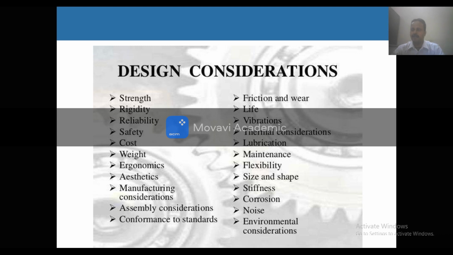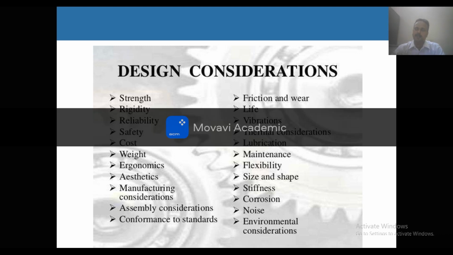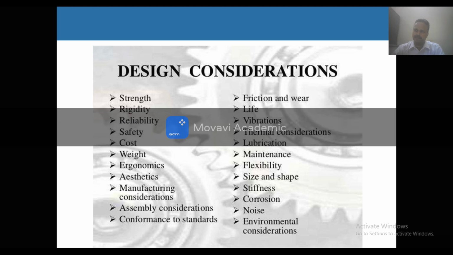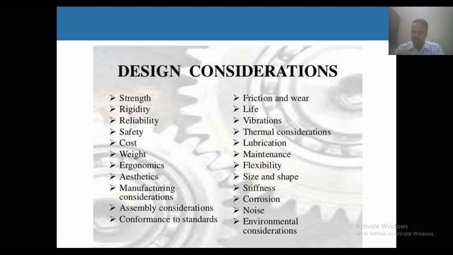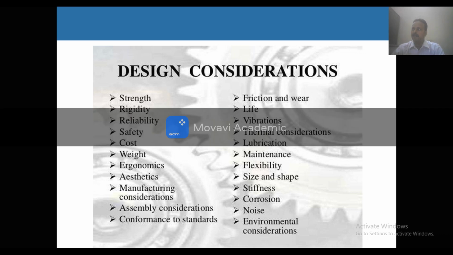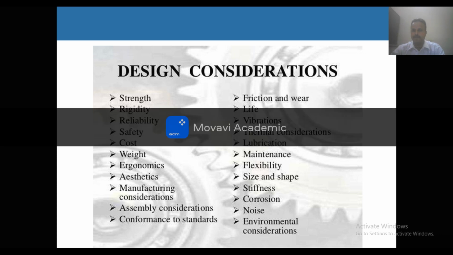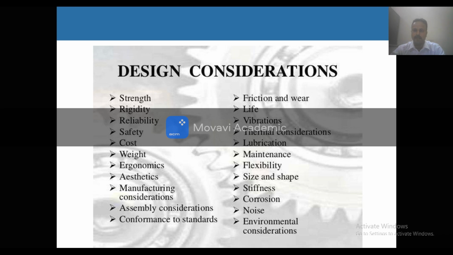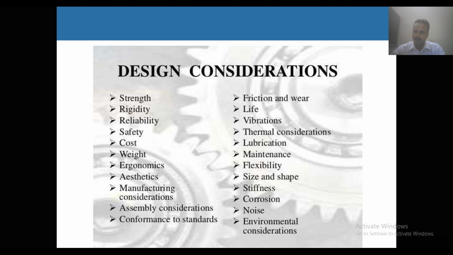Suppose you are designing the bed of a lathe machine, it should be made up of a material like cast iron, so that it is able to withstand vibrations and has good damping characteristics. Similarly, thermal considerations: if the component is expected to be subjected to various thermal conditions like extreme heat or extreme cold, the material property should be selected such that it is well accepted at those locations as well.